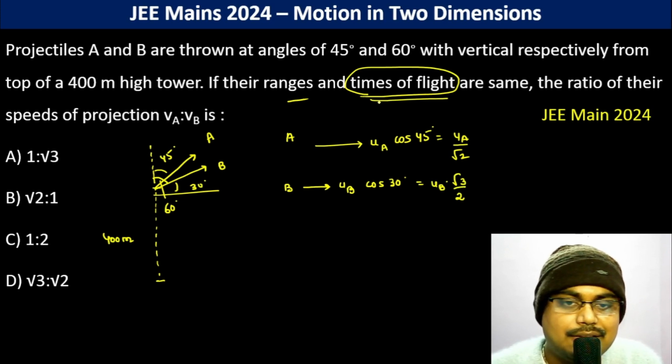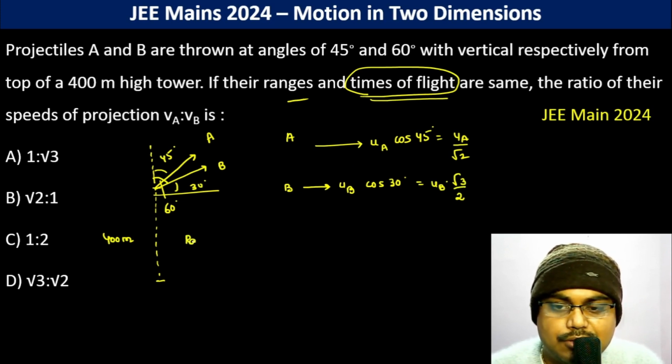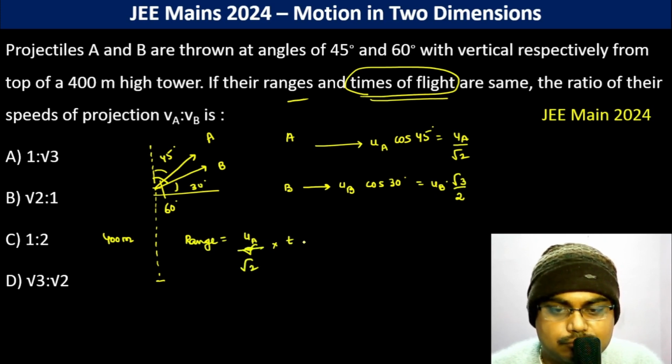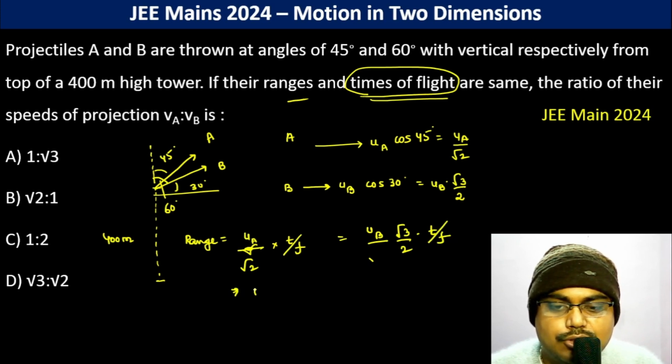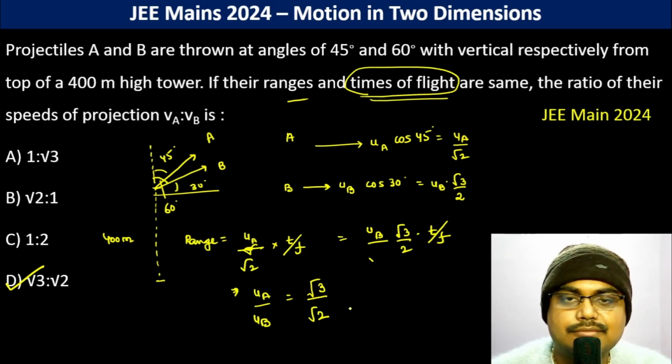Now since their time of flight is same, so therefore the range becomes UA by root 2 into time of flight, and for the second one also it's going to be the same, so it's UB root 3 by 2 into time of flight. Both get cancelled, so UA upon UB becomes root 3 upon root 2, so D becomes the answer. Thank you.